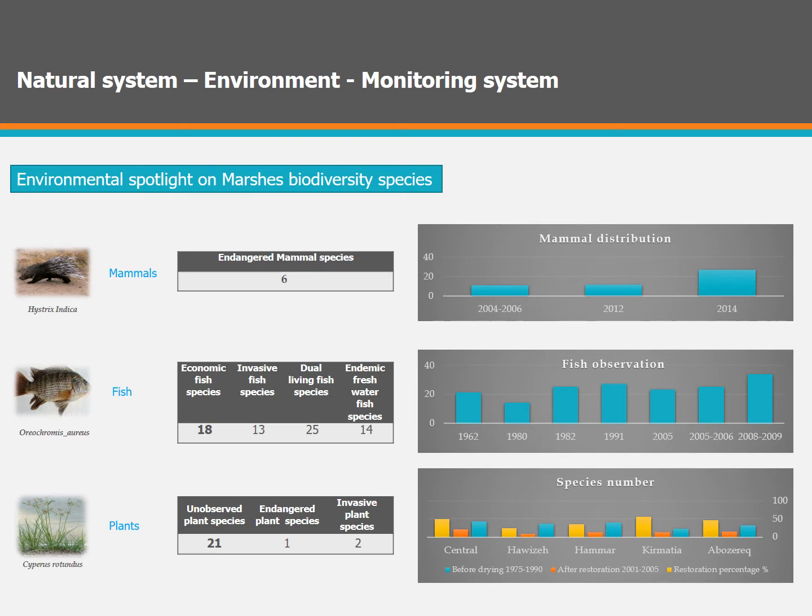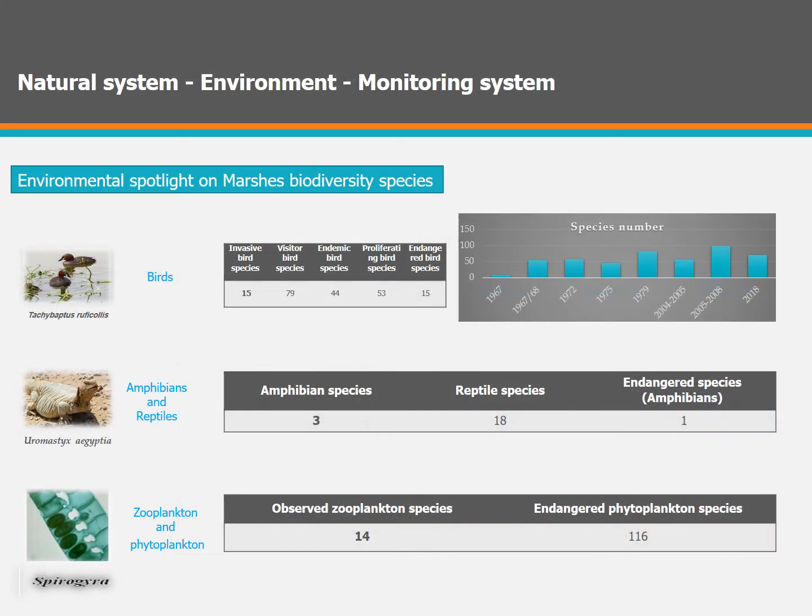Mammals, fish and plants are monitored. The graphs to the right show the evolution between 1962 and 2009 for fish, and 2004 and 2014 for mammals. This slide includes other species also monitored: birds, amphibians, and reptiles. Zooplankton and phytoplankton are also included.